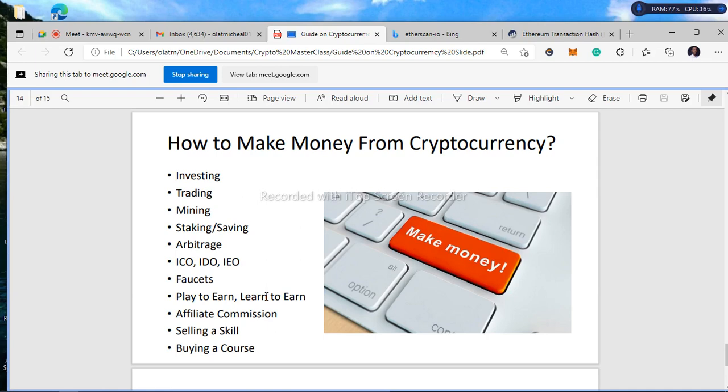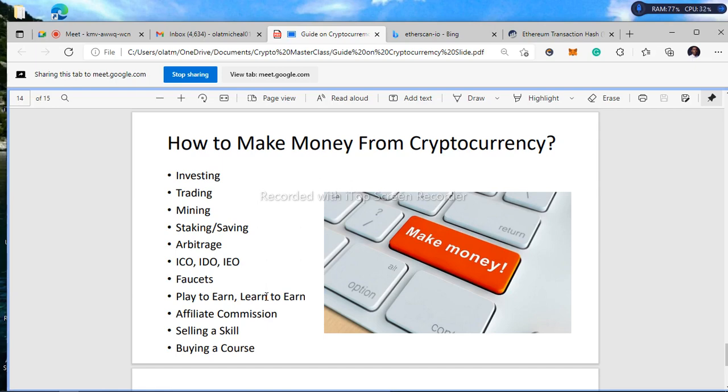Selling a skill now. Your skill can be in form of graphics designing, coding, web development, community management, and the like. So any of these skills you have, you can sell them on cryptocurrency platforms and you make money with it. Like we have a lot of communities springing up today. They need people to help them design graphics. You can design graphics for them.